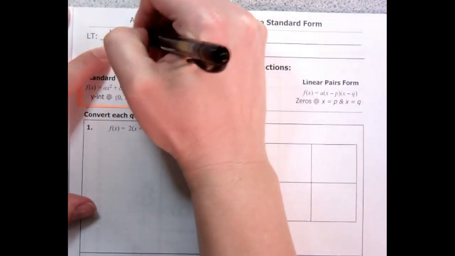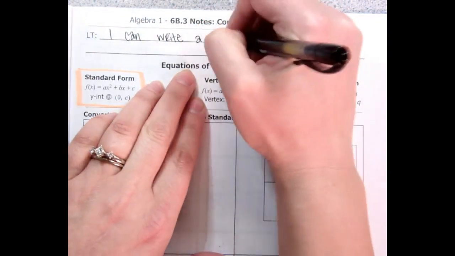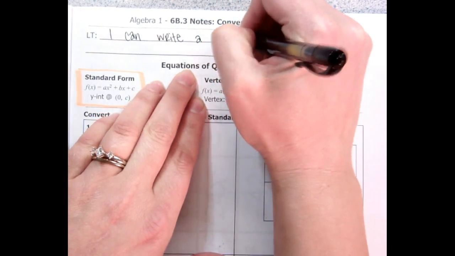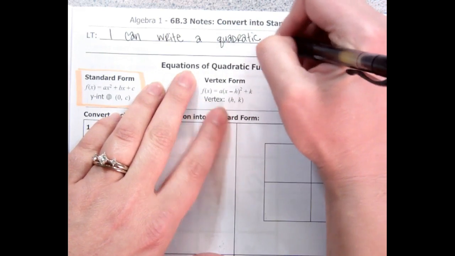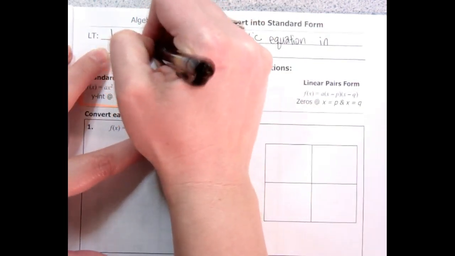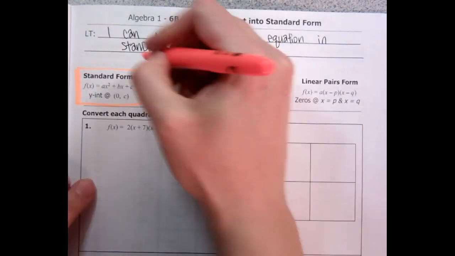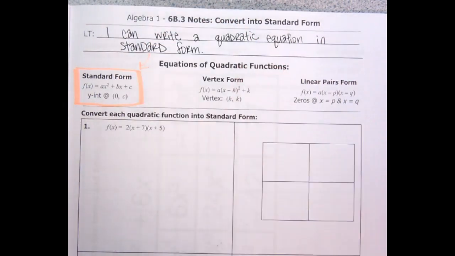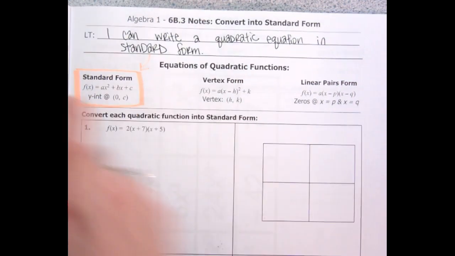I can write a quadratic equation in standard form. So standard form is that form right there. So that's our goal, ax squared plus bx plus c.